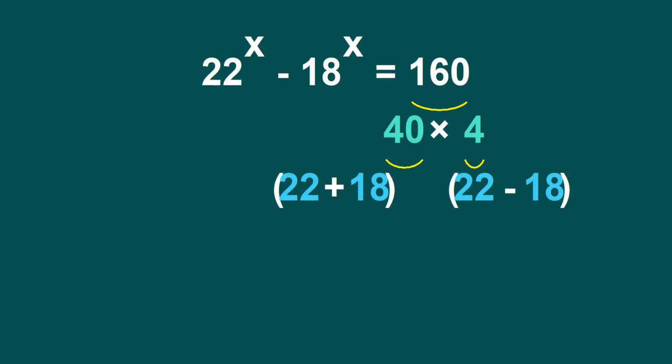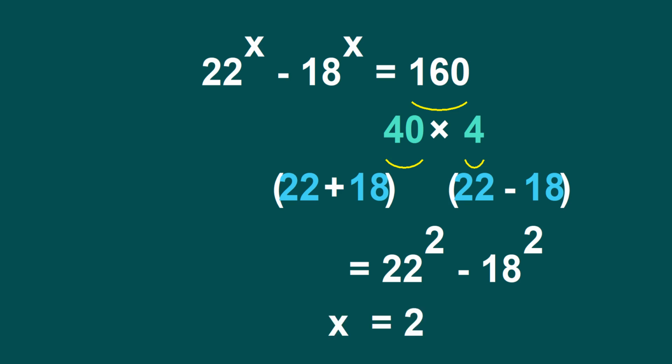And now we have the difference of two squares form, which can be written as 22 to the power 2 minus 18 to the power 2. By comparing both sides of the equation, it's clear that x equals 2, and this is our final answer for this problem.